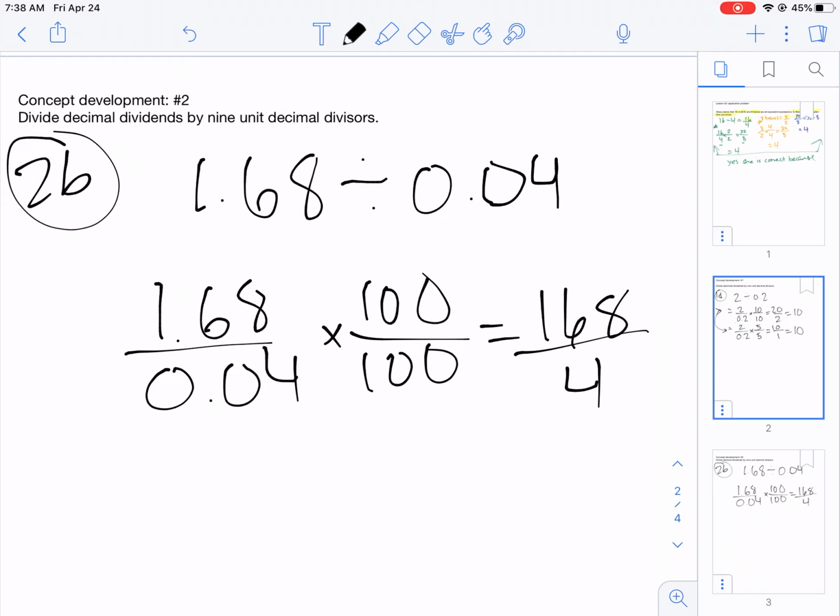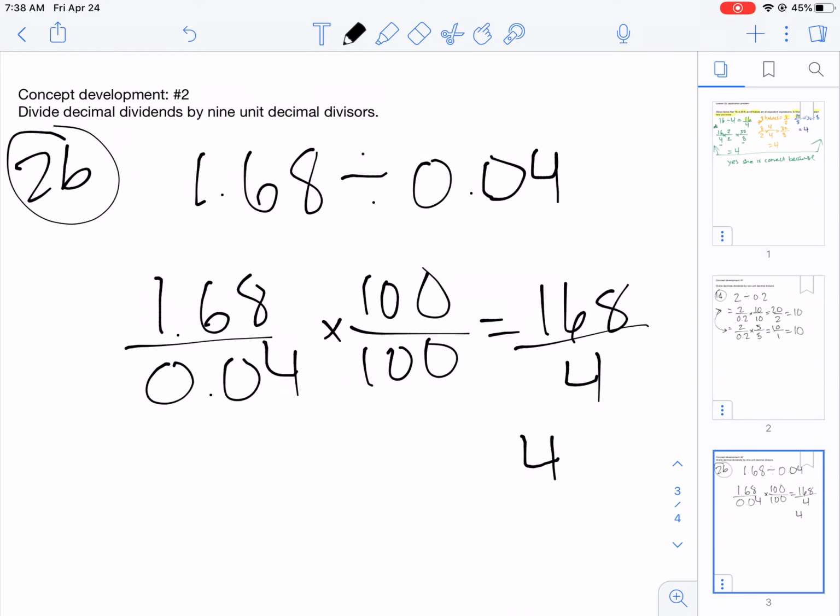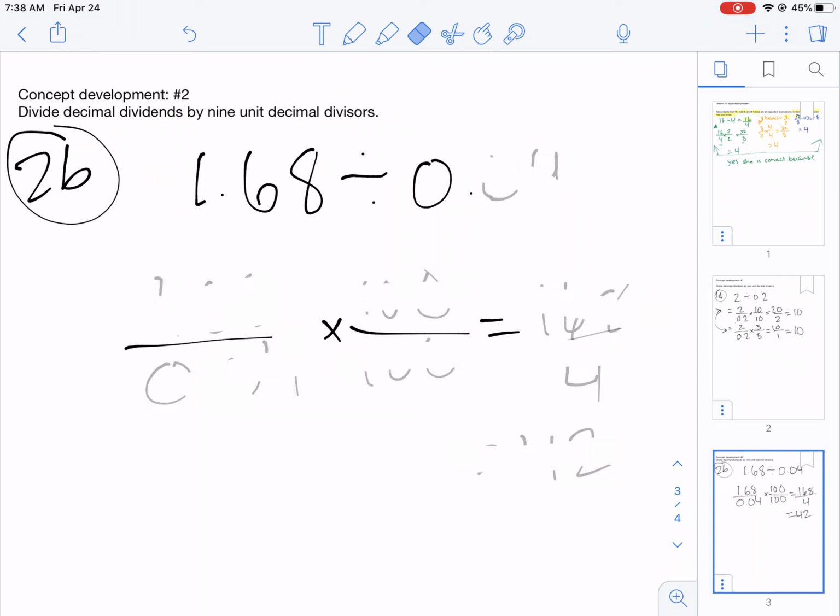And 168 divided by 4 is 42. 4 goes into 16 4 times. 4 goes into 8 2 times. 42. Look how that worked. Okay, you're going to do C all by yourself. So I'm going to give you a couple more seconds to write this down. And then here is C.